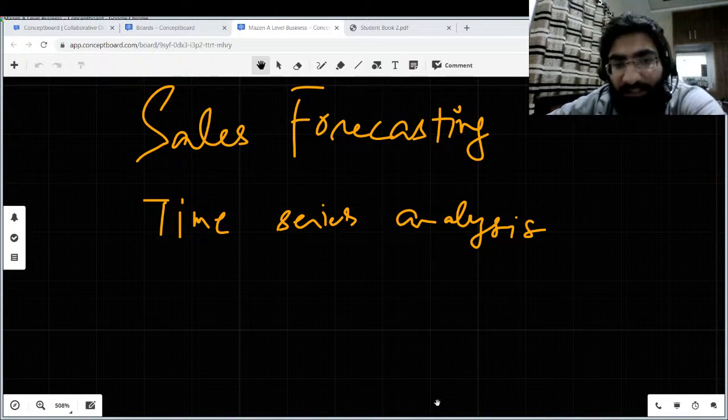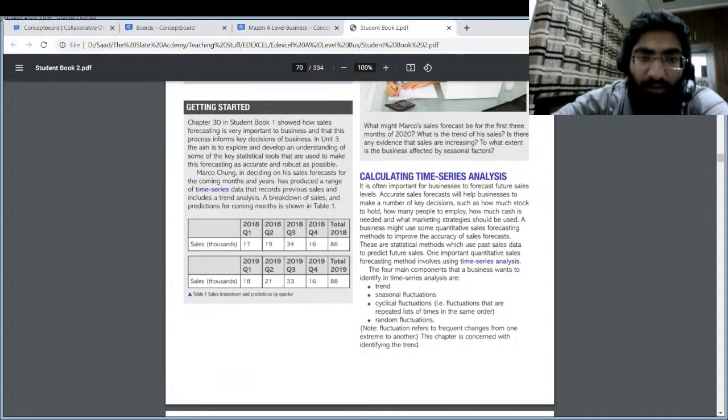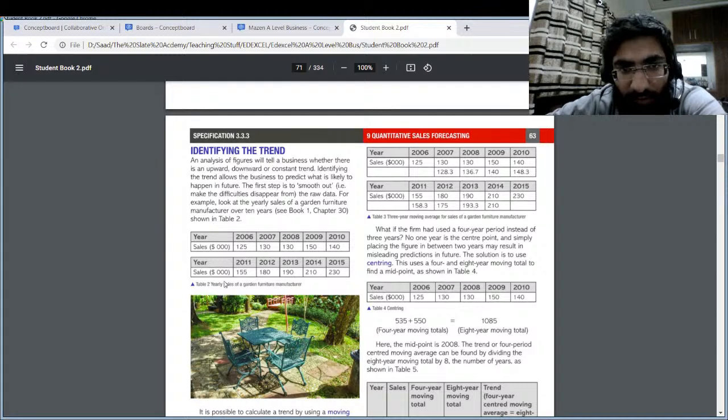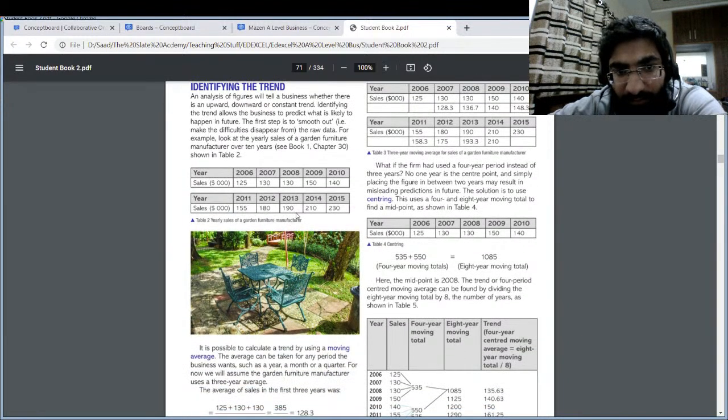So the trend tells me whether the sales are going to increase, decrease, or stay constant. From this particular data I can see that from 2006 to 2007 the sales increased, then it stayed constant, then it increased, then it went down, then it increased, increased, and increased again. So most of the years I've got an increase in sales, whereas in just one of them I had constant sales, and in just one of them I had a decrease in sales.